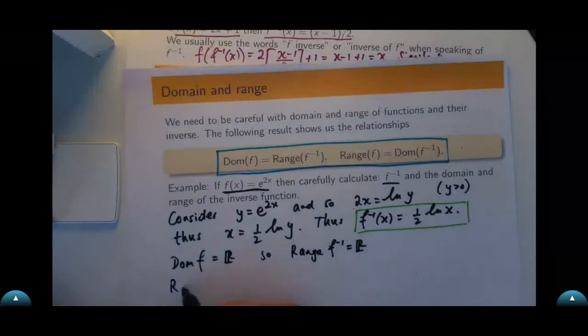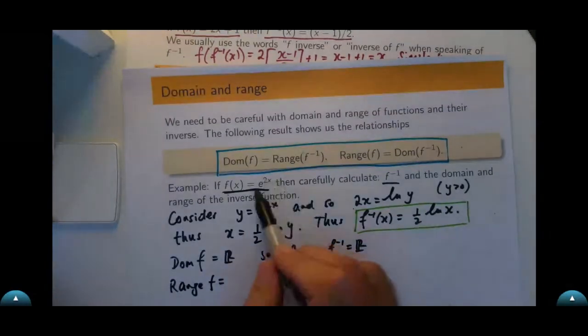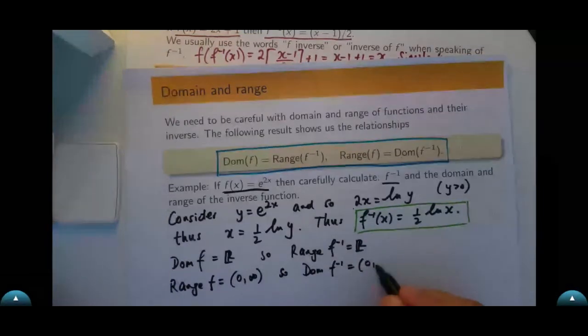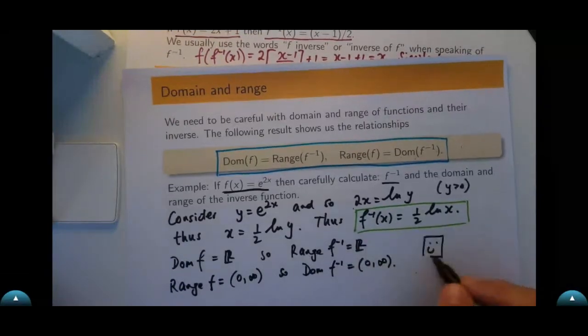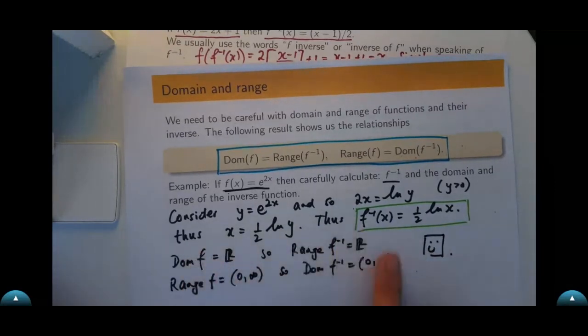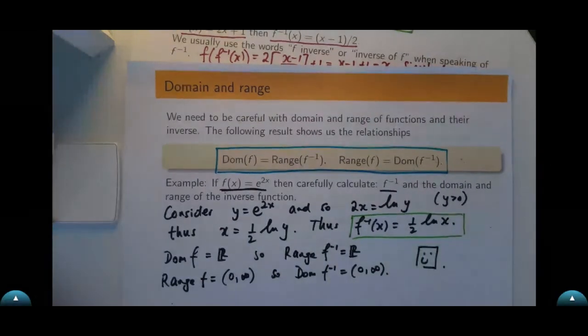What is the range of our f? The range of the exponential can never be 0, and it's always positive. And so this will be the domain. Once you have these two things, you immediately get the domain and the range for the inverse. And if you went back to the picture that I just showed you, it's very easy to verify these things, or convince yourself that yes, this is actually correct.